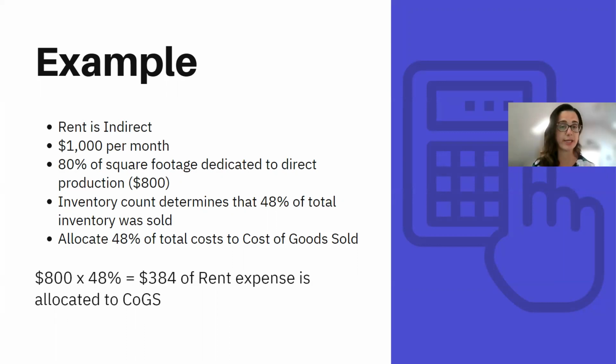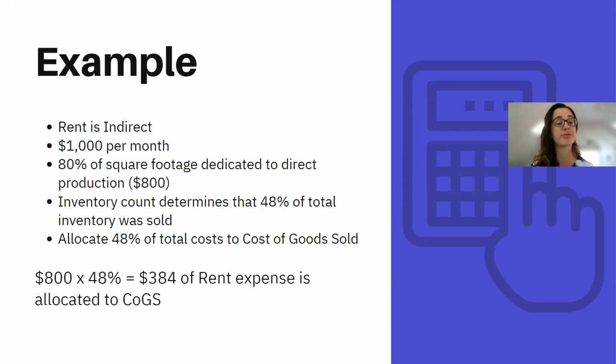Then you do your inventory count and you determine that 48% of your total inventory was sold. So that means 48% goes to cost of goods sold. So $800, the portion of your building that is dedicated to direct production, times that 48%, the inventory that was sold, means that $384 of rent expense is allocated to COGS. So that means that $384 will reduce your taxable income.